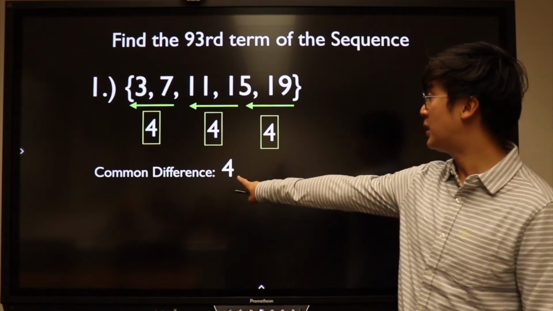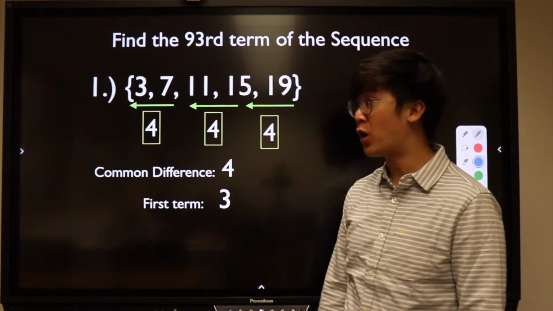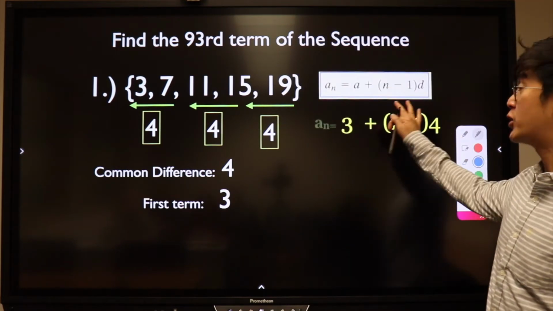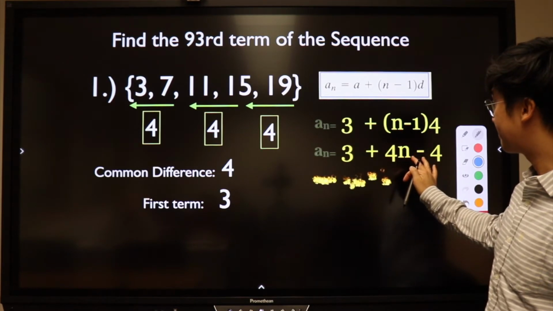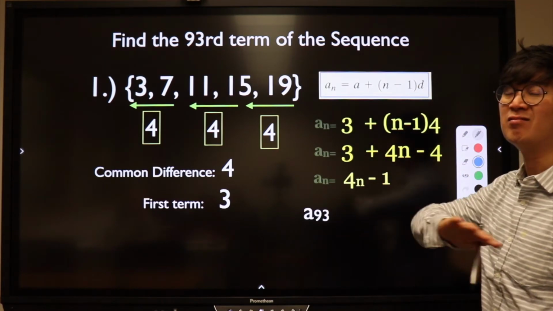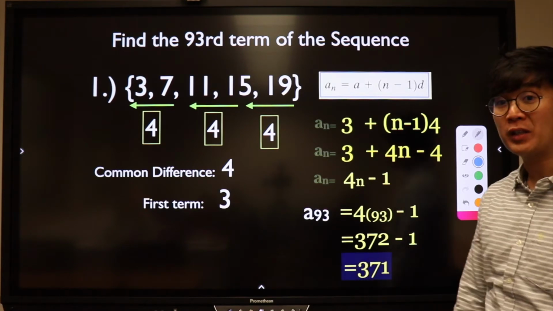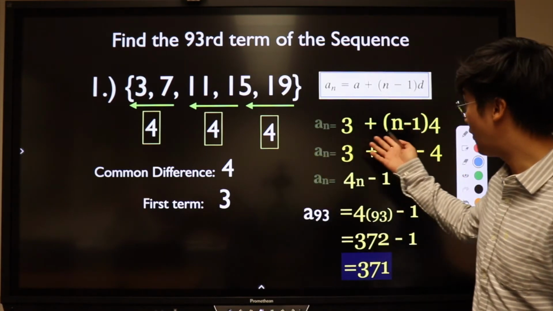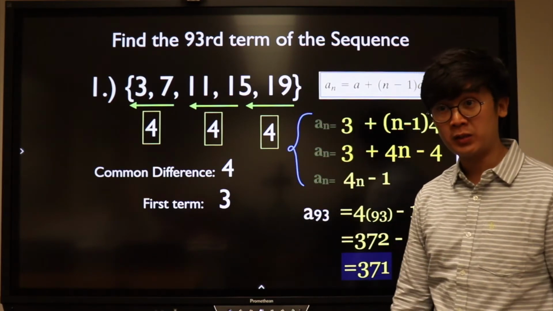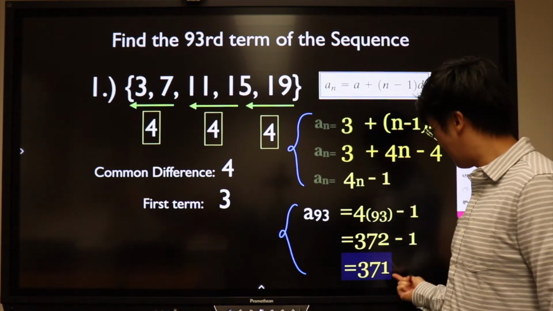And now that you have the common difference, you just need to know your first term, which is 3, and now you're ready to use the formula, which is a sub 1 plus n minus 1 times d. You could solve for the formula first, and then plug in the value of 93 in your a sub n, or you can use it straight away, and your answer will still be the same. It's still 371. Notice the different approach that I did here? I find the formula first, and then use the formula afterwards. But it's still the same answer.